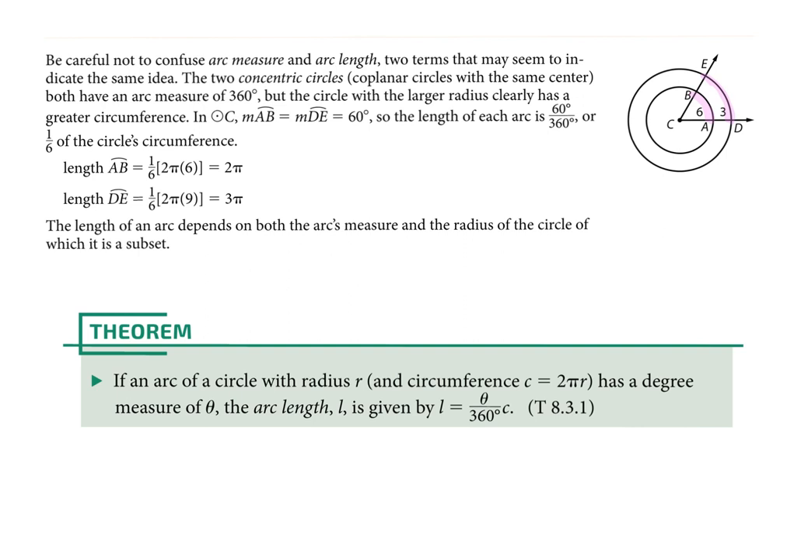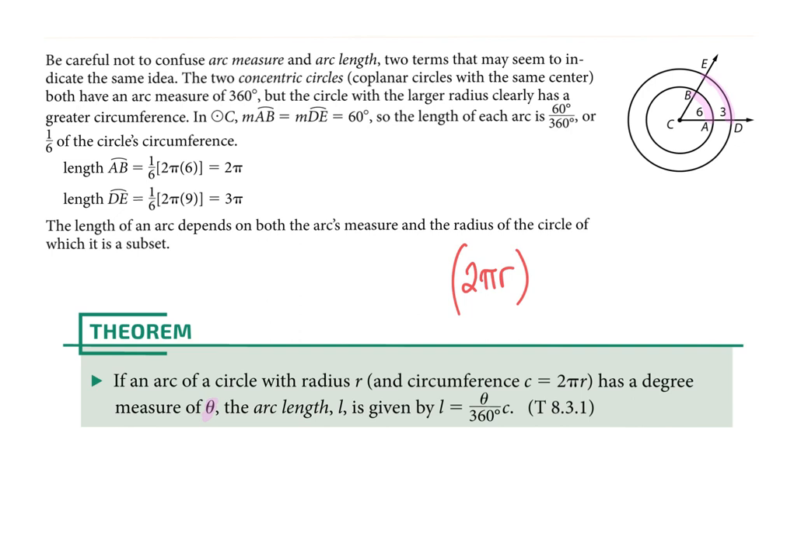If an arc of a circle with a radius r and circumference of 2 pi r has a degree measure of theta, theta is a Greek symbol, it's just like a variable, then the arc length is given by theta over 360 times the circumference. What is that telling me? It's saying, okay, I'm going to start with the circumference of a circle. 2 pi r, that is my circumference. That is how long the entire circle would be if I were to take the string and stretch it out. That's 2 pi r.